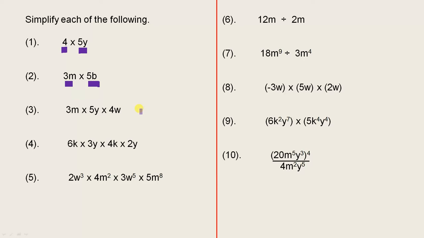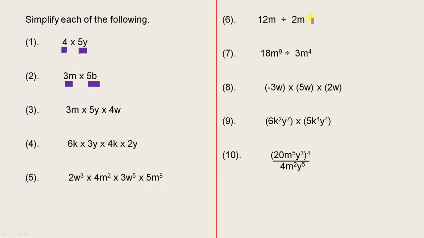The next example, we are multiplying 3 terms together. Here, we're multiplying 4 terms together. This is a little bit more involved. We still have 4 terms, but we have some powers also involved. Now the lesson shows exactly how to do an example like this.